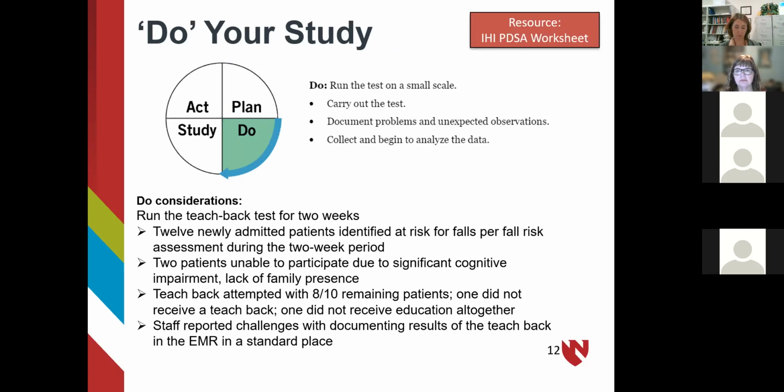So within our example, let's say we ran our teach back test for 2 weeks, and we found that there were 12 newly admitted patients identified at risk for falls per the fall risk assessment during that time frame. 2 patients weren't able to participate due to significant cognitive impairment and lack of family presence. So that takes our sample down to 10.